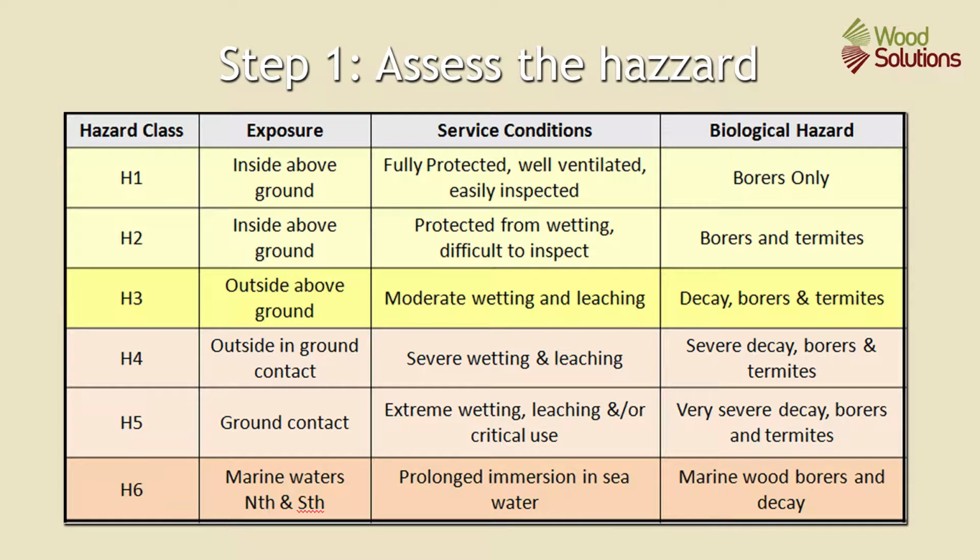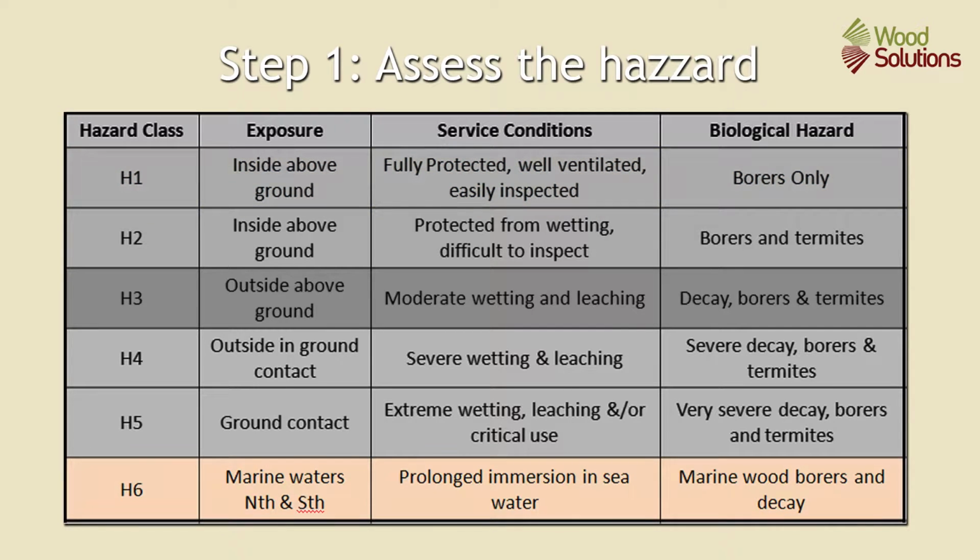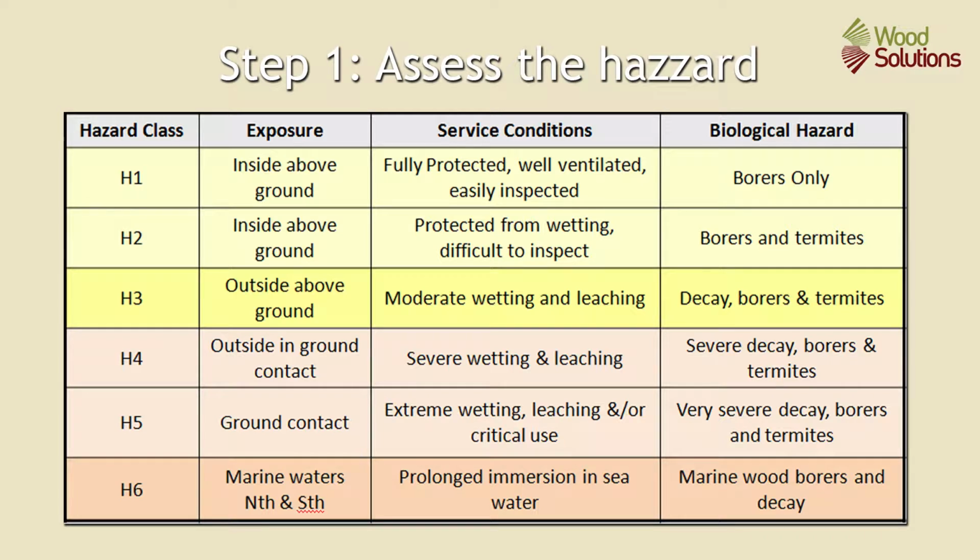Step 1 is to assess the hazards that the timber will face in service. Hazard classes for applications have been established on a scale from 1 to 6, with hazard class 1 being the least hazardous to hazard class 6 being the most hazardous. This table links the hazard class with the exposure the timber is likely to face in an application. It notes the service life conditions and lists its probable biological hazard.